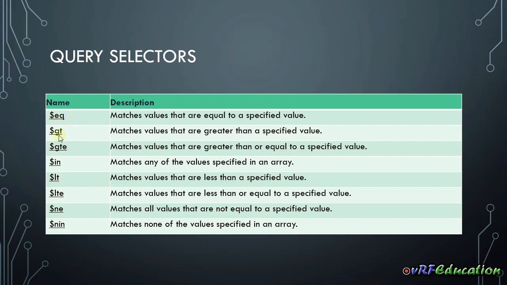$eq stands for equals, then greater than, greater than or equal, and $in. This one is used when we want to check something inside a list. Less than, less than or equal, not equal, and not in. By using these selectors, we can create a complex query, and also we can query nested objects inside our main documents. So let's go to mongosh and see how we can create a query over a collection and get the result back from that collection.